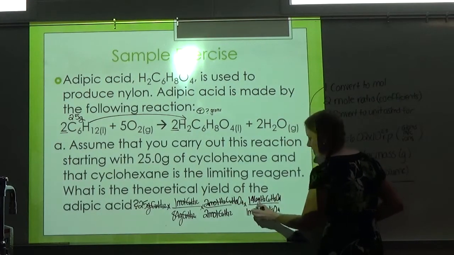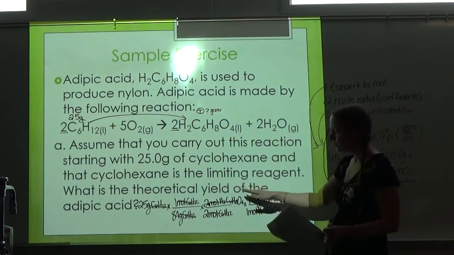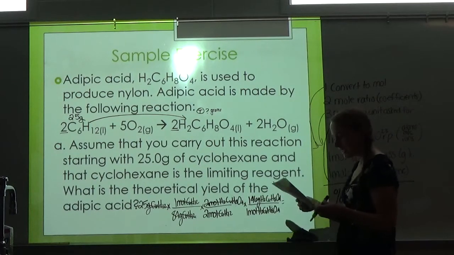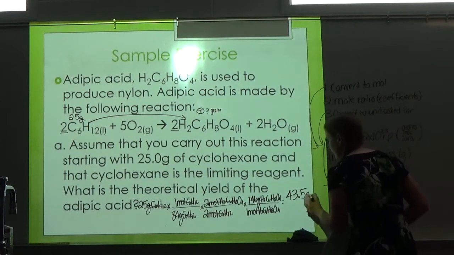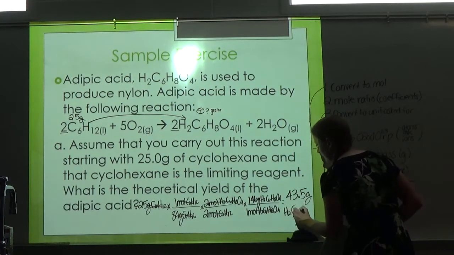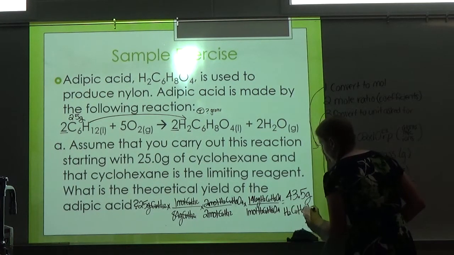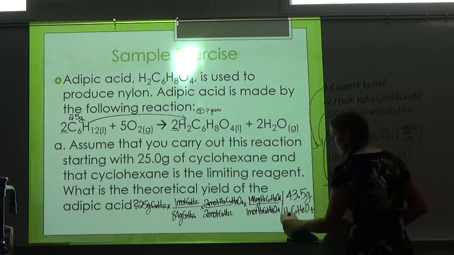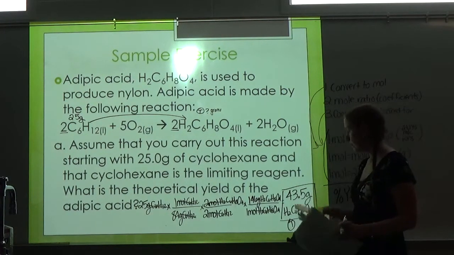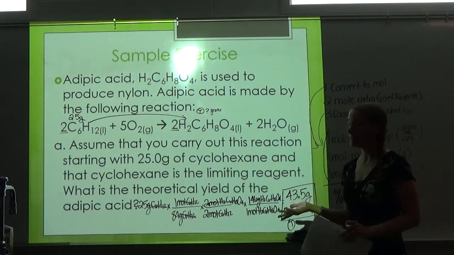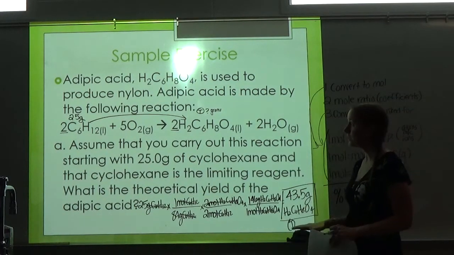All right, so my moles cancel, and so then I just multiply across the top, divide across the bottom, and so I ended up getting about 43.5 grams of my adipic acid. Okay, and so this is my theoretical. So I can see that I got 43.5 grams of adipic acid, starting with my 25 grams of cyclohexane.